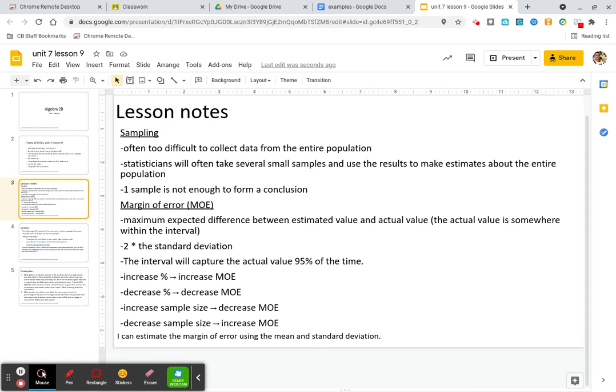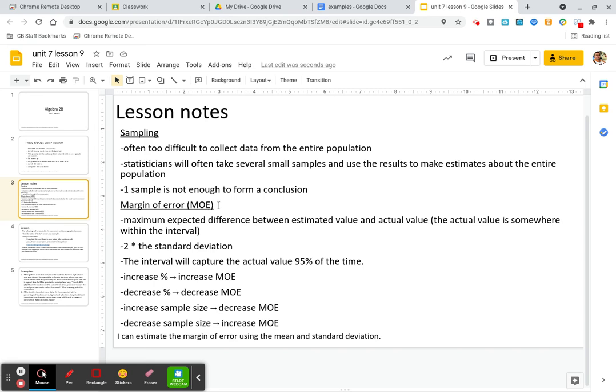from the entire population. So, what will happen is statisticians or researchers will very often take smaller samples from the larger population and then use the results from that sample to make conclusions or possible estimates about the entire population. The key is that one sample is not enough. If you only take one sample from the population, that could lead to possible biased results.